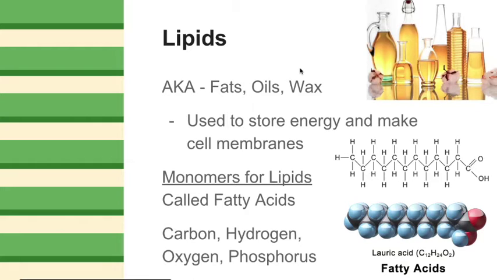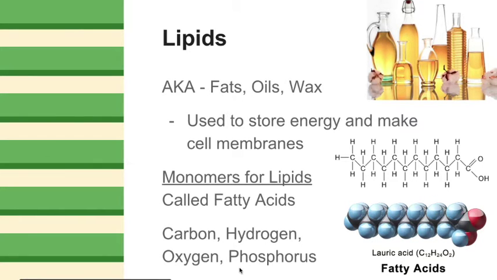The primary function of a lipid is to store energy and also make all the cell membranes in your body. The monomers for lipids are called fatty acids. This over here is a fatty acid chain, and you can see that a fatty acid is also made up of carbon, hydrogen, and oxygen.